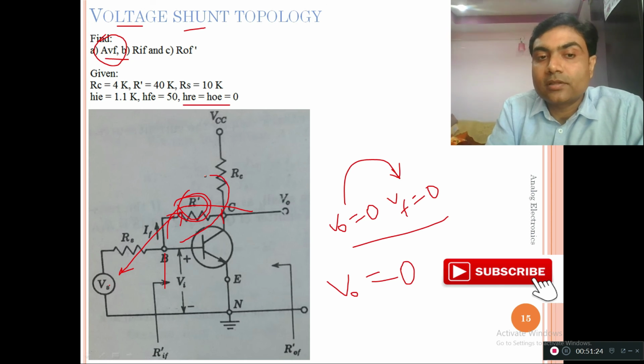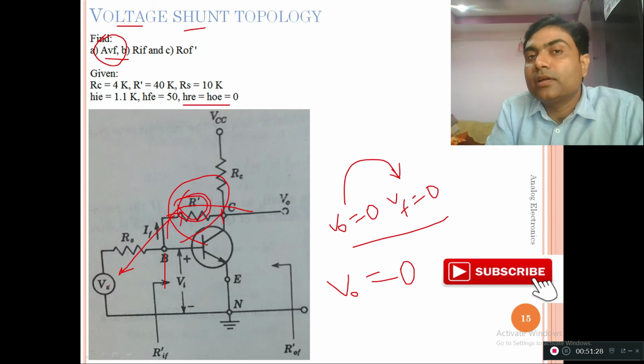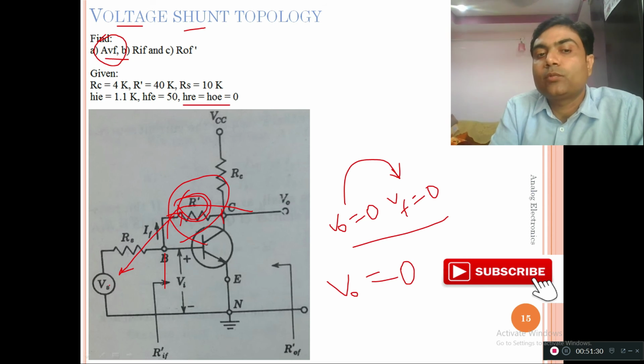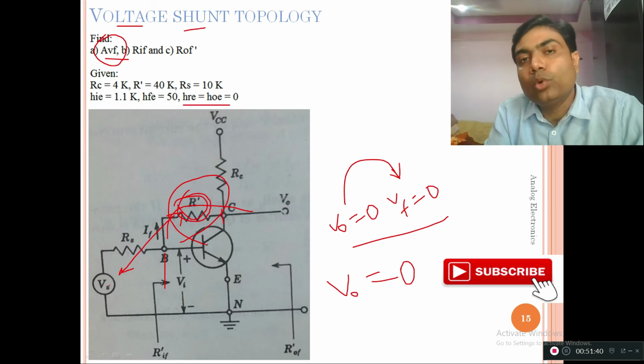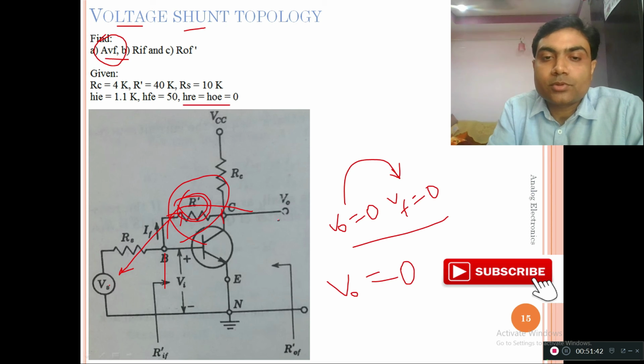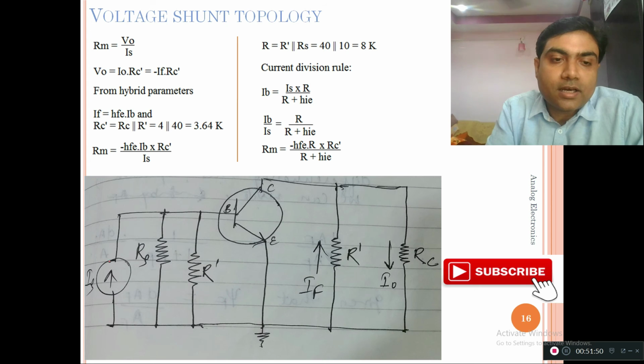This is the beta network, because R dash is serving as the feedback network for me, and whatever feedback is present is across R dash only. So the loading effect of R dash will have to be considered at input and output terminals both. So what comes out is, if I make V0 equal to 0, since it is voltage sampling, the R dash comes in parallel with RS. This is R dash, which comes in parallel with RS.